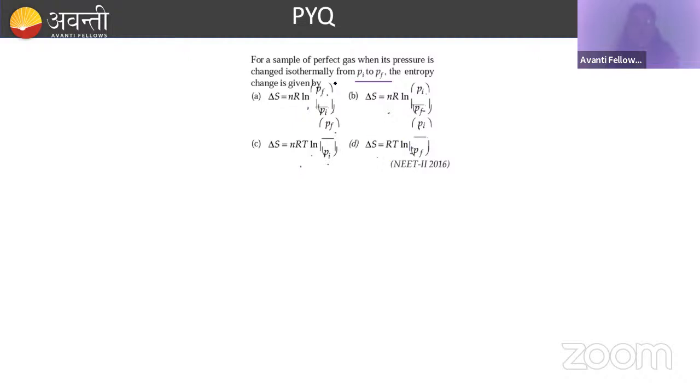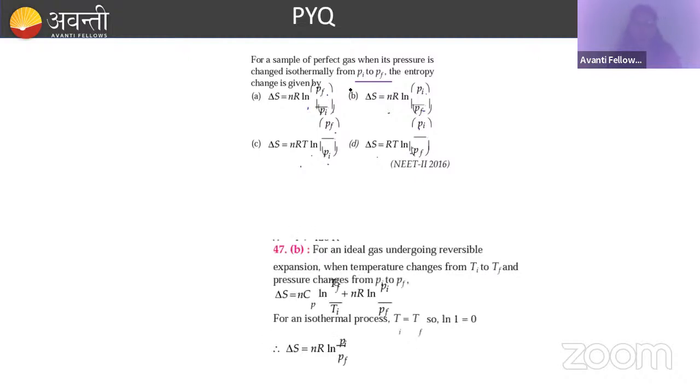Okay, I told you that it is an isothermal change. For an isothermal change, if an ideal gas is undergoing reversible expansion, temperature will change from Ti to Tf and pressure will change from Pi to Pf. So this will be the entropy change for a given reaction. But here the process is isothermal, which means Ti and Tf are equal. So that's why this ln will become 0. So what is remaining? Delta S is equal to nR ln Pi upon Pf. So what is this answer? Option B.